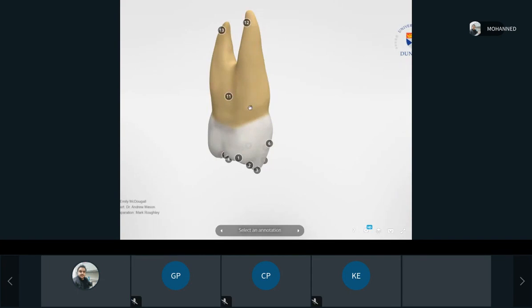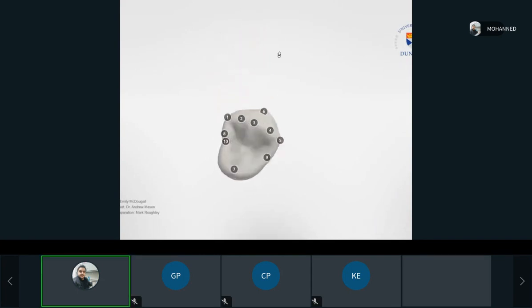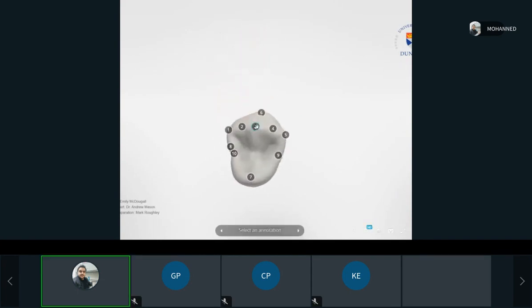This is a triangular ridge. So from the tip of the cusp to the central groove. This is the central groove. On the occlusal side, there's a groove like the pits and fissures, right? The fissure that is in the center is technically the central groove.